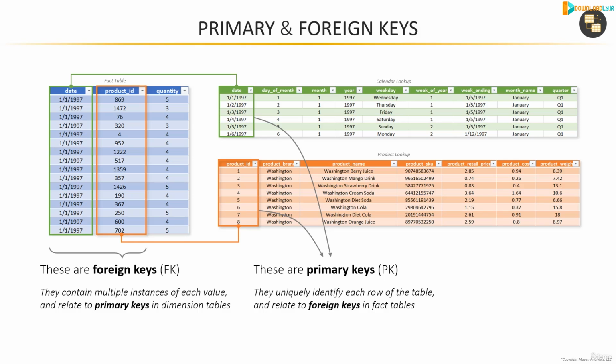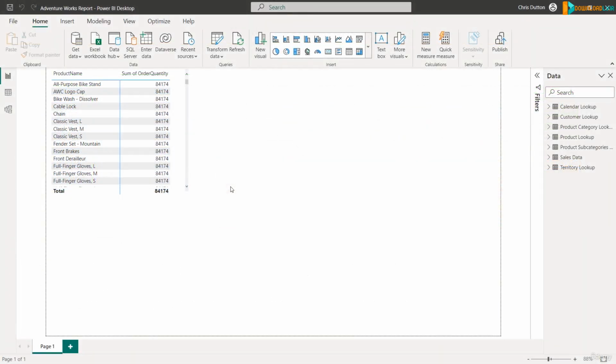So with that, let's jump back into Power BI. Let's pull up our model view, talk about each of the tables that we've loaded in, and see if we can identify our primary and foreign keys. All right, so go ahead and open up your AdventureWorks report and follow along.